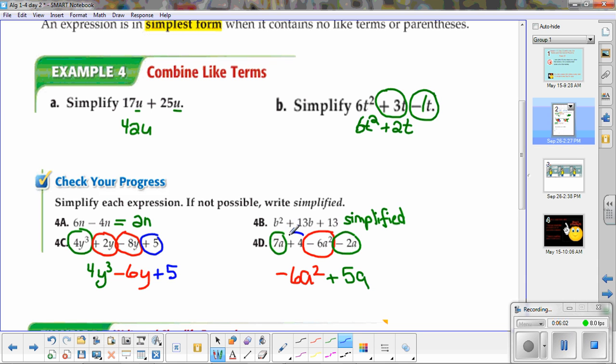And then we have this plus 4. The plus 4 is going to go at the end. Negative 6a squared plus 5a plus 4. Now, if you would have just gone from left to right, you might have had your answer written as 7a plus a negative 2a. You might have written down 5a plus 4 minus 6a squared.